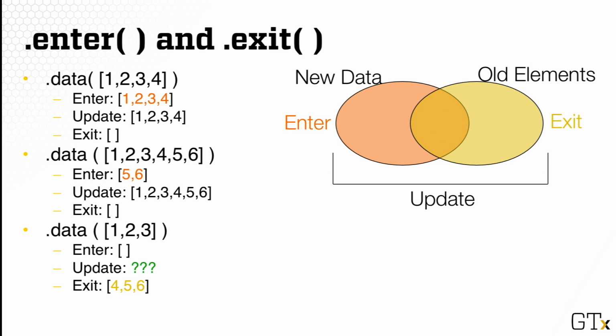To recap, we start with nothing. We load the array 1, 2, 3, 4. And then in the enter phase and the update phase, we'll be able to manipulate the whole array.